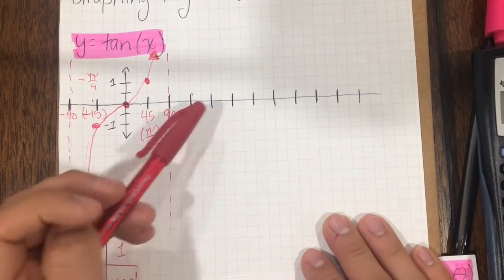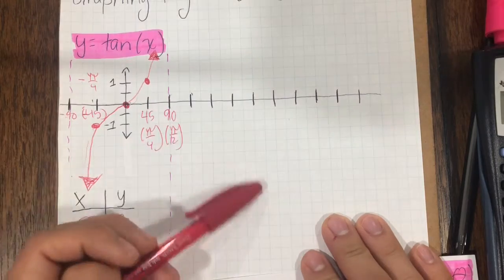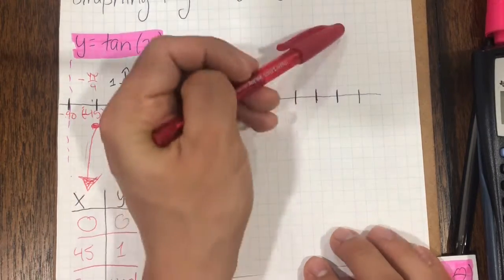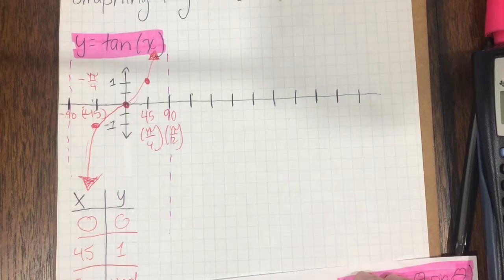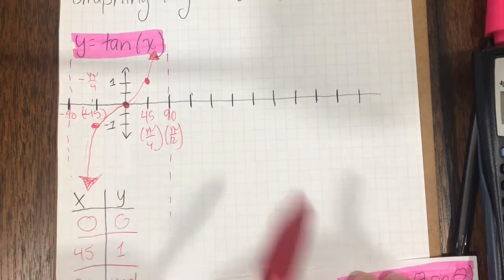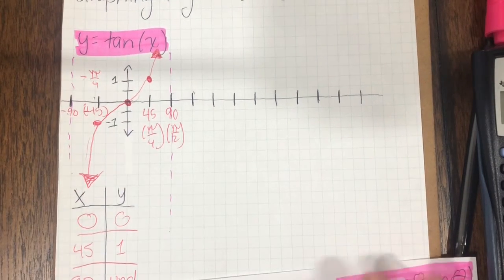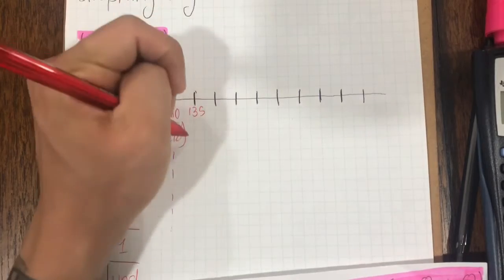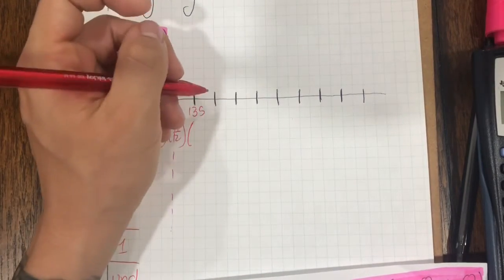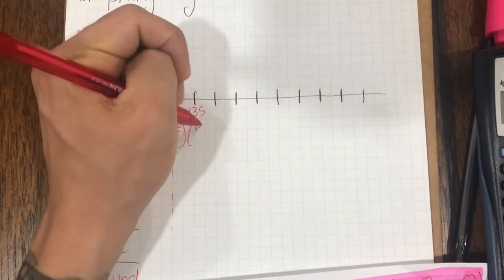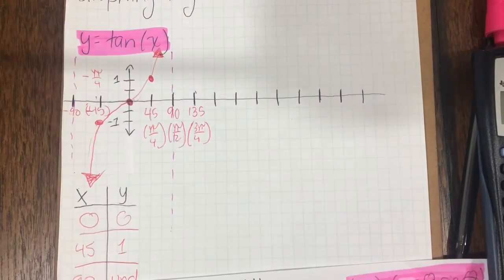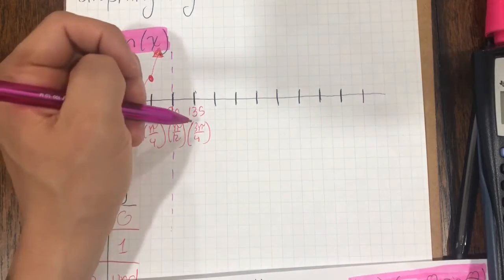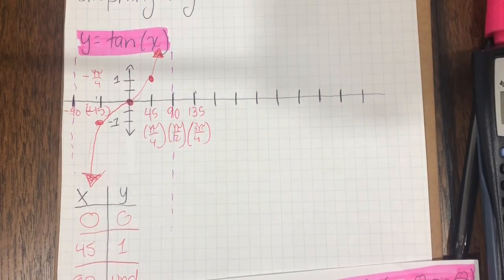For the rest of the graph, we're going to follow the same pattern: low, mid, high, asymptote. Low, mid, high, asymptote. And remember, we're going in terms of 45 degrees or pi/4 radians. So if I were to go from 90 to 135, or in this case 3 pi/4, and follow the pattern, this output would be a -1, since that's the low point.